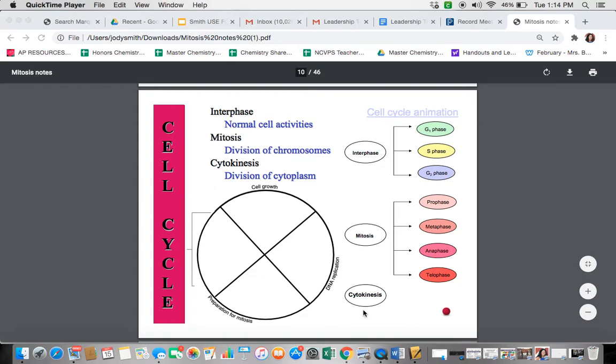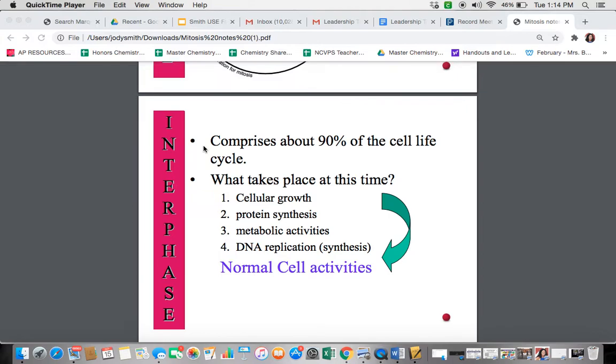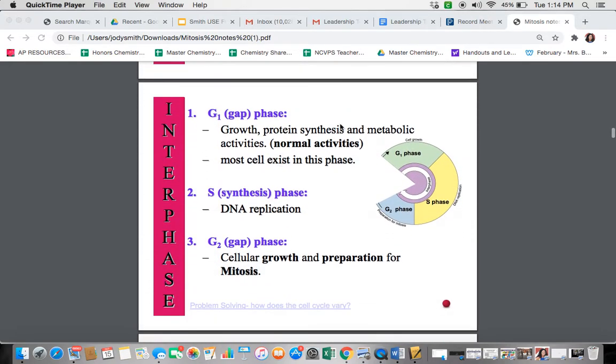Okay, so most of the time, you see this heading over here, interphase, most of the time your cell is going to be spent in its interphase. It's going to be growing. Why? Because that's when it grows, that's when it makes proteins, that's when everything metabolic that happens in your body is occurring, all the chemical reactions, and that's when your DNA replicates. All those activities take place in interphase. So the majority of your cell's life will take place during that time. So there's a diagram that helps us.